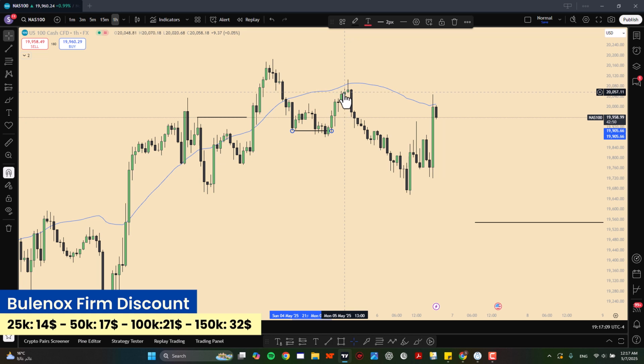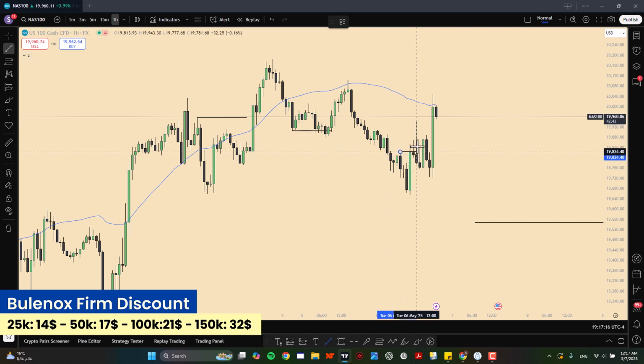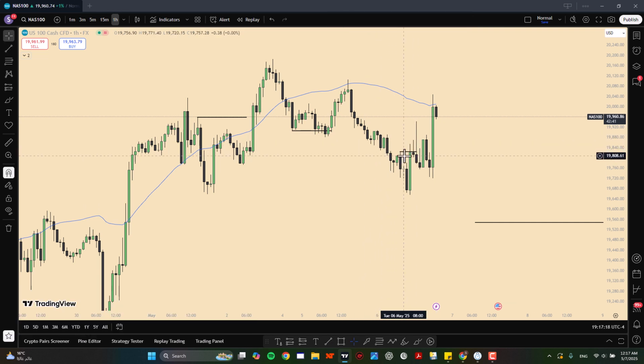All right, let me give you another example. We have another one here. You can see once price takes this high right here, and we're only looking at the higher time frame. I'm gonna show you why.